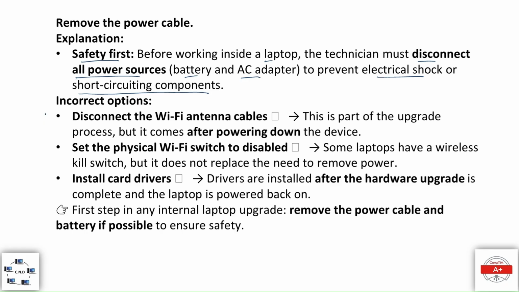So the incorrect options are disconnect the Wi-Fi antenna cables. This is part of the upgrade process, but it comes after powering down the device. Set the physical Wi-Fi switch to disabled. Some laptops have a wireless kill switch, but it does not replace the need to remove power. And install card driver. Drivers are installed after the hardware upgrade is complete and the laptop is powered back on. So the first step in any internal laptop upgrade is to remove the power cable and battery if possible to ensure safety.